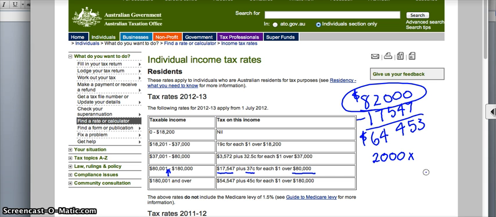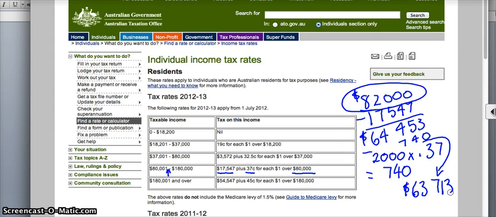All right. So for all of those $2,000, you're paying 37 cents back to the tax department as well. So if you times that by 0.37, that gives you another $740. Okay, so if you subtract 740 off that, you'll get your total income that you would ever receive. 64,453 take 740. It means you're only taking home 63,713, even though it says you earn 82,000.